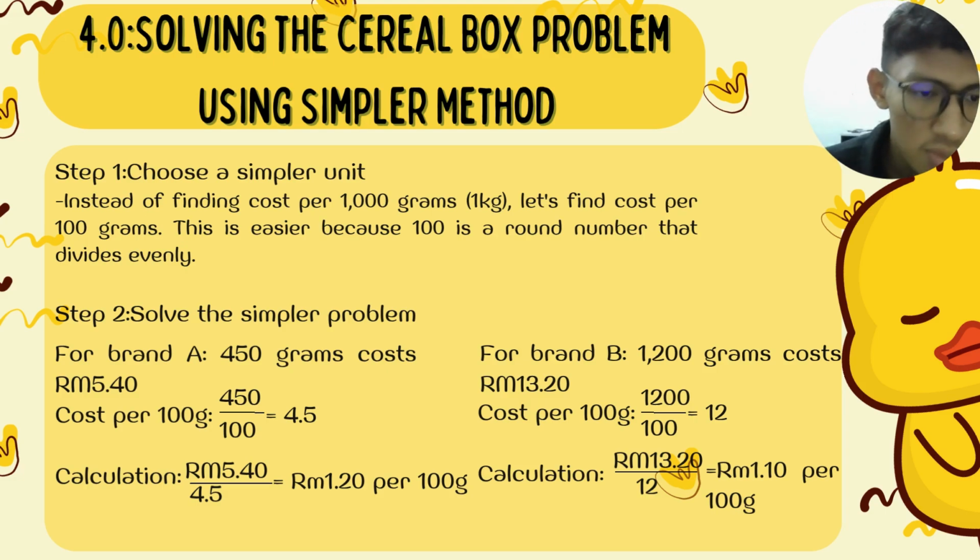For brand B, 1,200 grams costs 13 ringgit 20 cents. To find the number of 100-gram portions, we divide 1,200 by 100, so we get 12. The calculation for this is 13 ringgit 20 cents divided by 12, which gives 1 ringgit 10 cents per 100 grams.